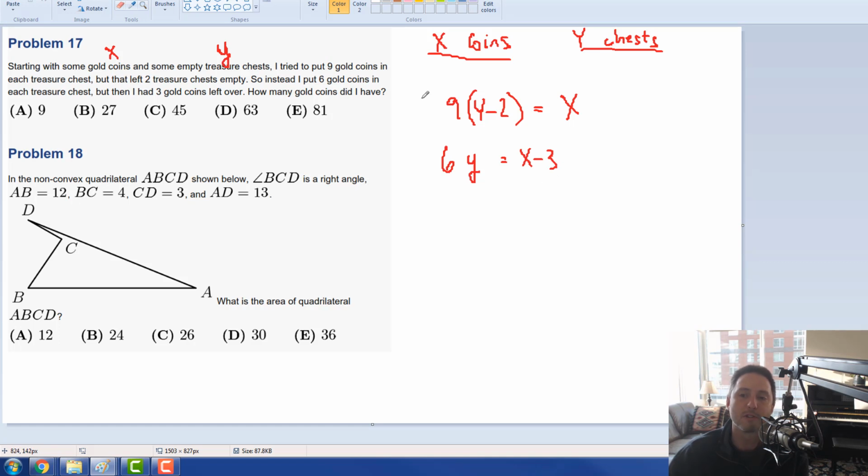Okay, so now we have our 2 equations with 2 variables. Let's make this first one 9y minus x equals, we'll bring the negative 18 over, equals 18.